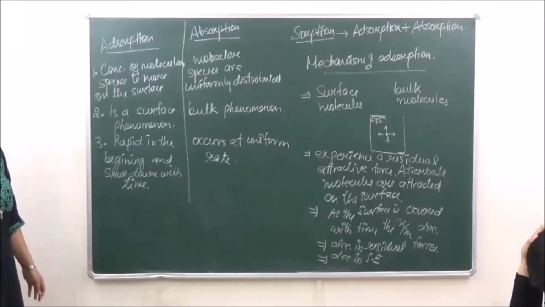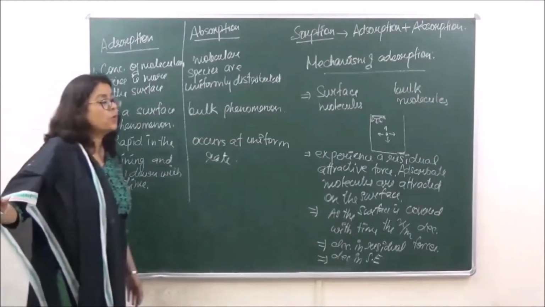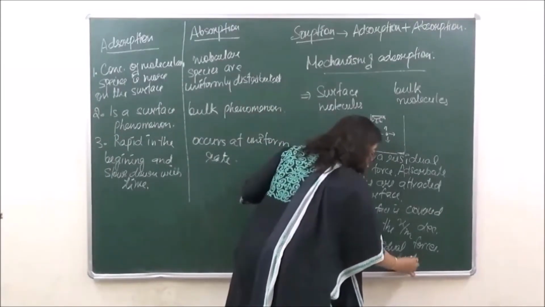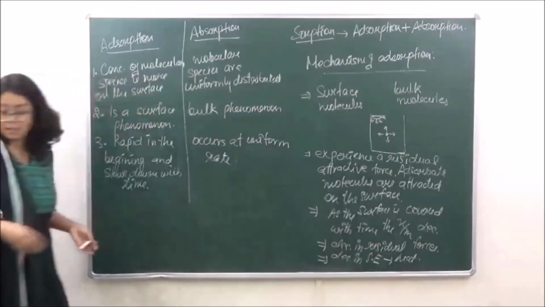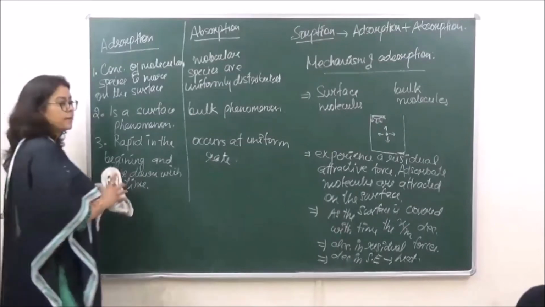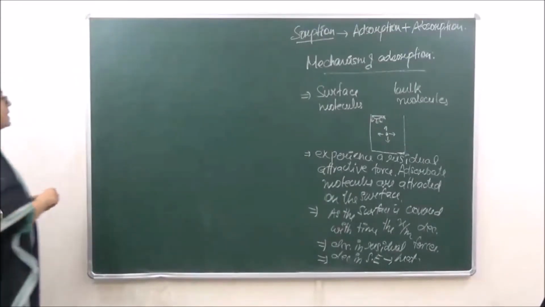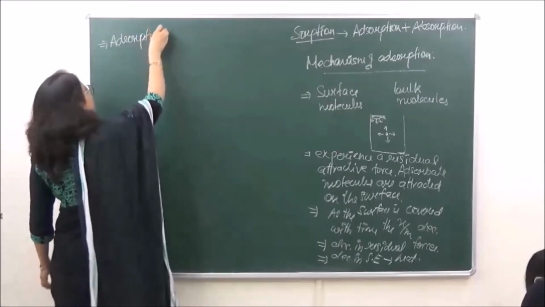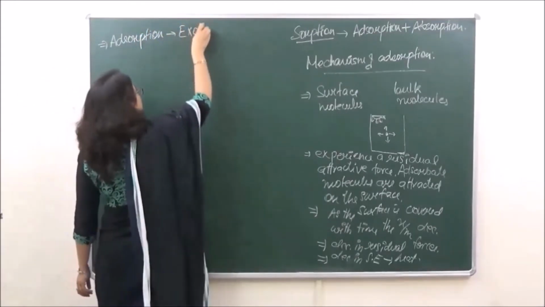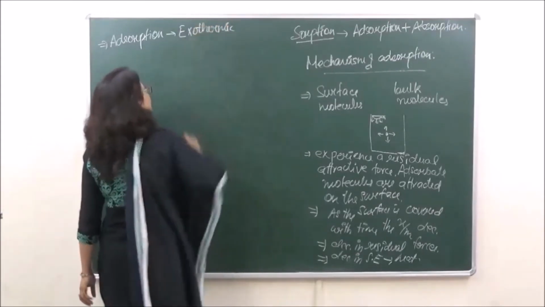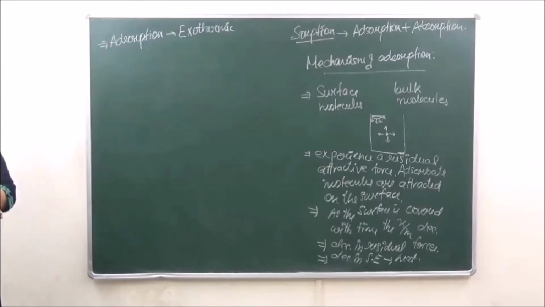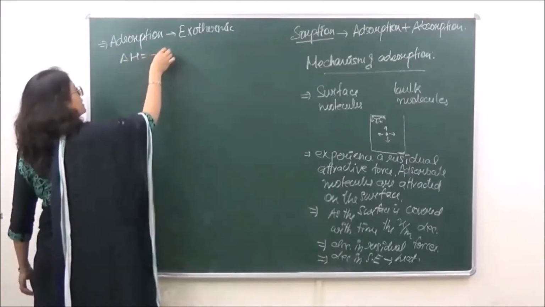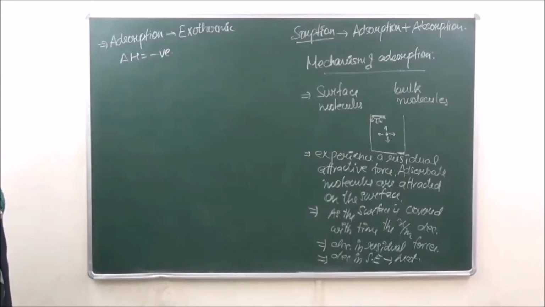Therefore, the surface energy is also going to decrease, and this energy which is decreasing is going to be released in the form of heat. So from here we can say that the process of adsorption is exothermic in nature, isn't it? So what can we say from here? That the process of adsorption, delta H is always going to be negative. For exothermic processes, delta H is negative.